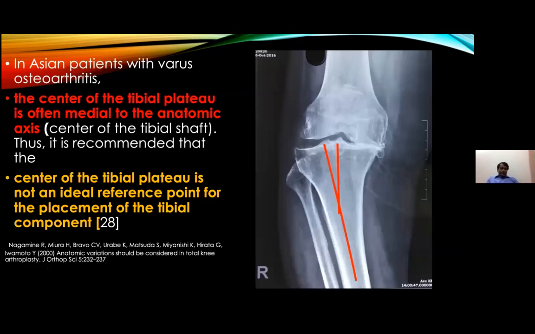So Takamani et al. showed that in Asian patients with varus deformity and a bowed tibia, most of the time the center of the tibial plateau is usually medial. So the lateral tibial condylar eminence is the center. So maybe you should use this reference point to get an accurate alignment.